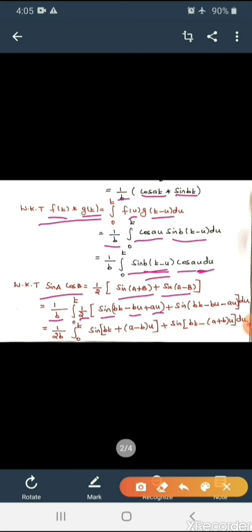Now we want to perform the integration. That is, we want to integrate sin of (bt plus (a minus b) into u) and sin of (bt minus (a plus b) into u). We know that integral of sin theta is minus cos theta. So if you integrate here, if you integrate sin, we get cos of (bt plus (a minus b) into u).